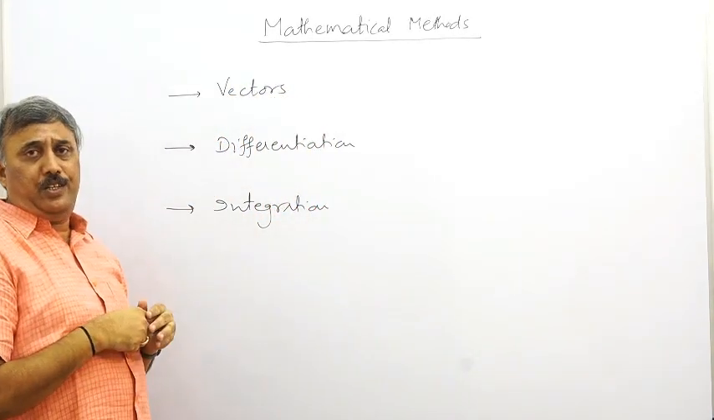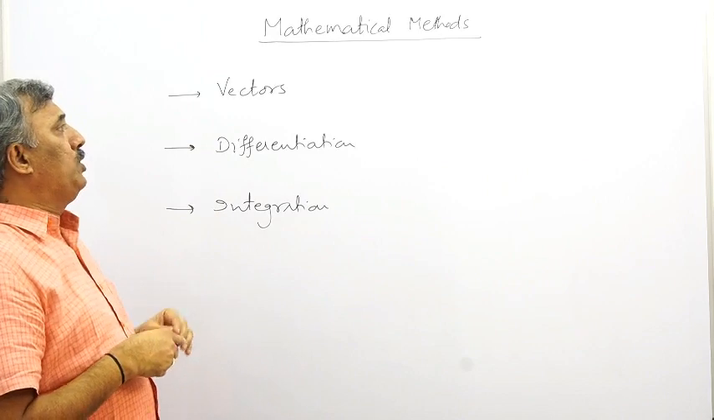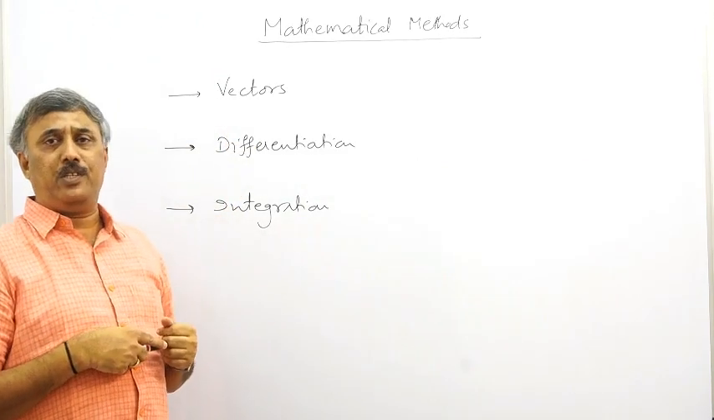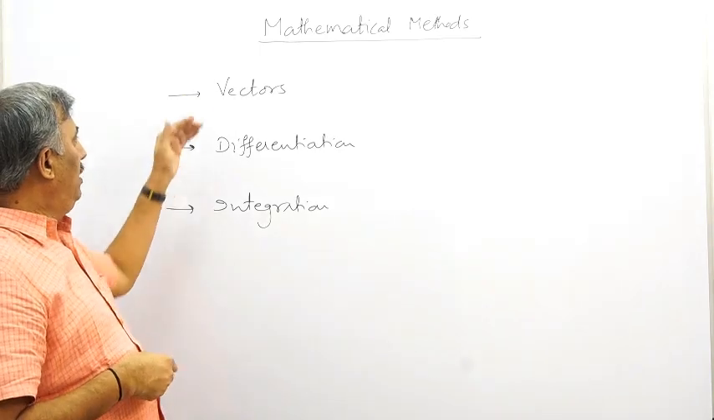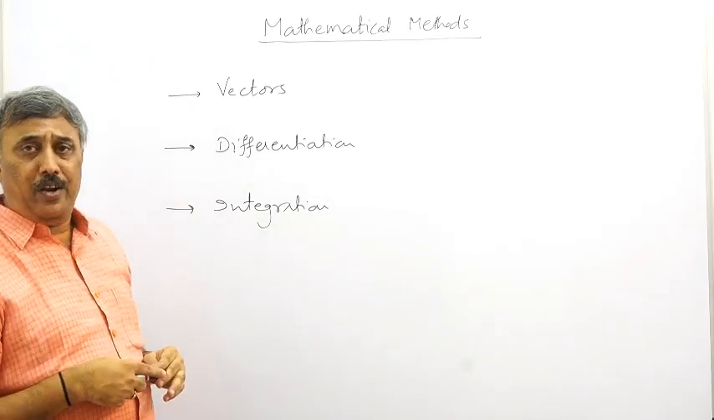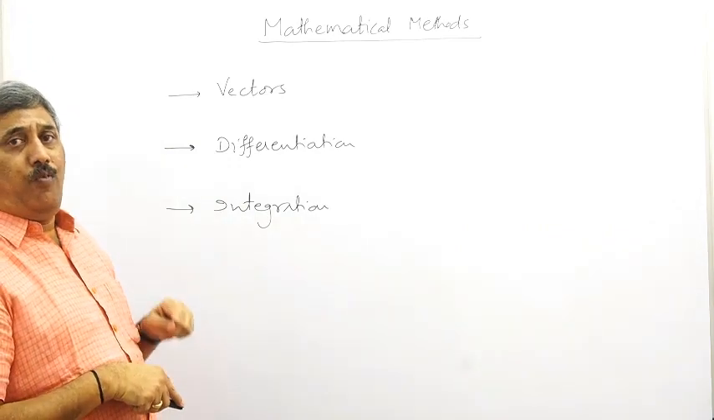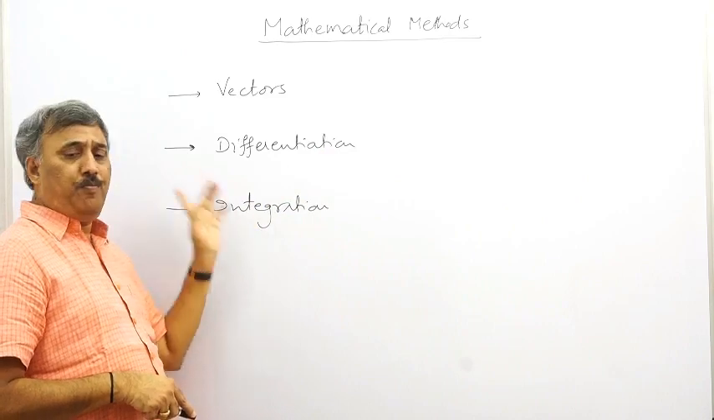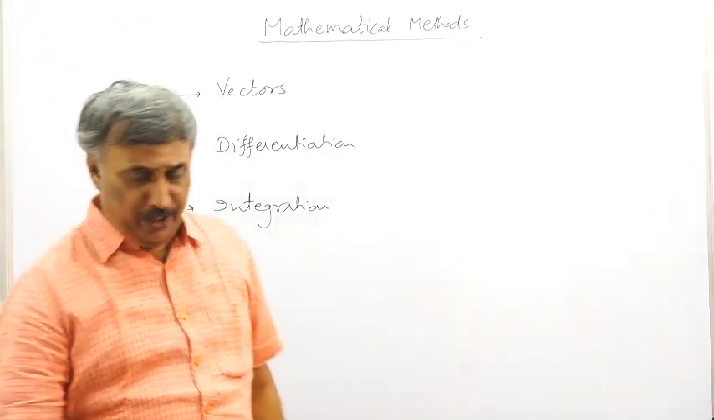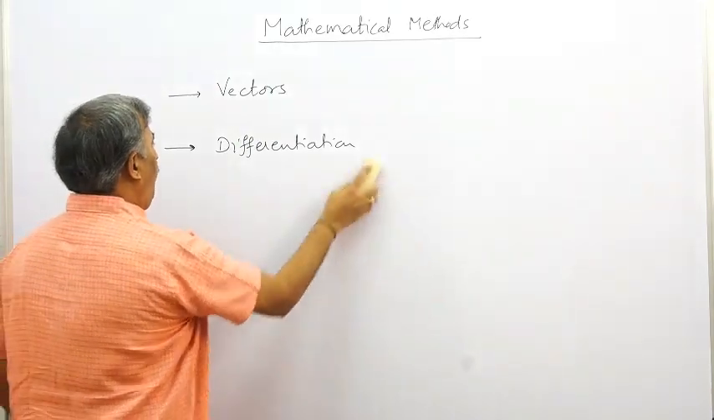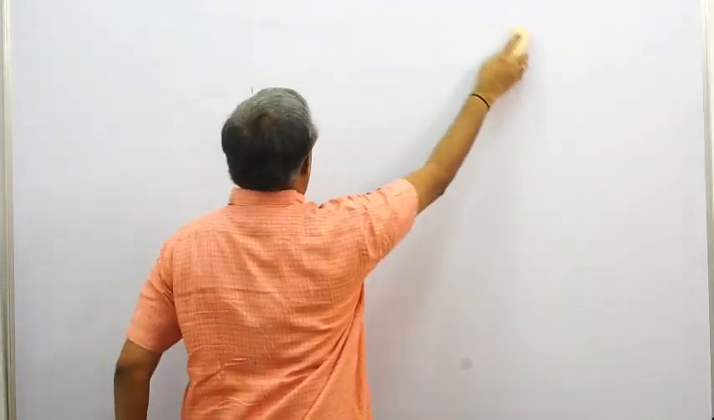So in these mathematical methods, the entire terms and operations are helpful to learn entire physics, and that's why with full concentration try to understand these mathematical tools to study physics. Apart from trigonometry, what we require for physics is vectors, differentiation and integration. Out of that we will start first with vectors.